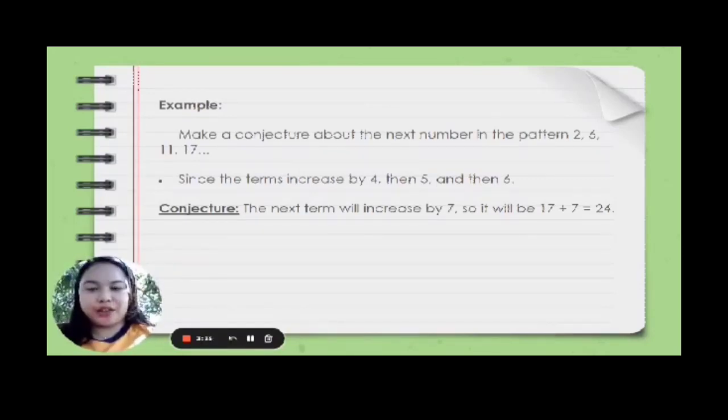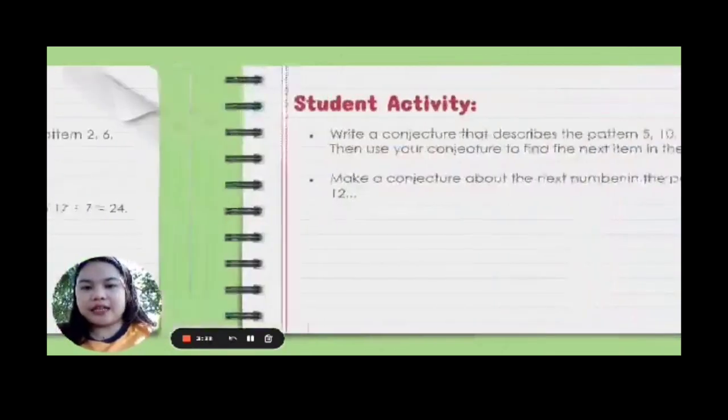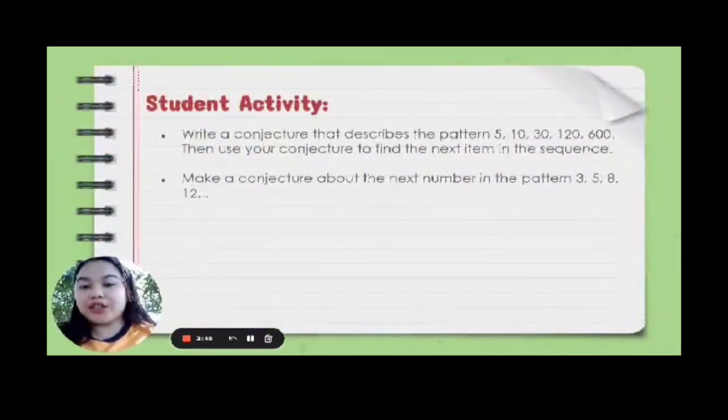So let's test your understanding. Let's have this activity. Number 1, write a conjecture that describes the pattern 5, 10, 30, 120, and 600. Then use your conjecture to find the next item in the sequence. Number 2, make a conjecture about the next number in the pattern 3, 5, 8, and 12. Write your answer on a clean sheet of paper, and other directions will be posted in our group chat.